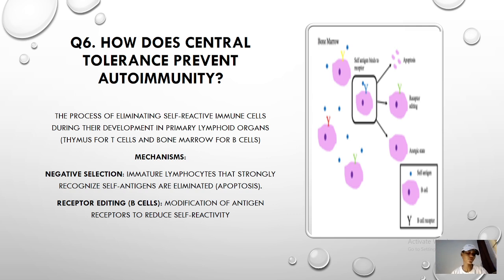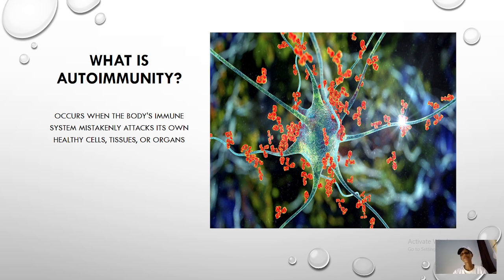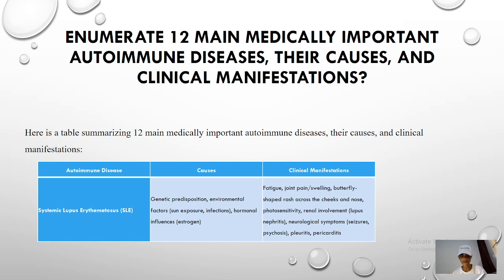Here we go with two mechanisms, where the first one is negative selection and the second is receptor editing. The last question has sub A and sub B, where sub A is: what is autoimmunity? Autoimmunity is when the body is confused in distinguishing self from non-self, or occurs when the body's immune system mistakenly attacks its own healthy cells, tissues, or organs.